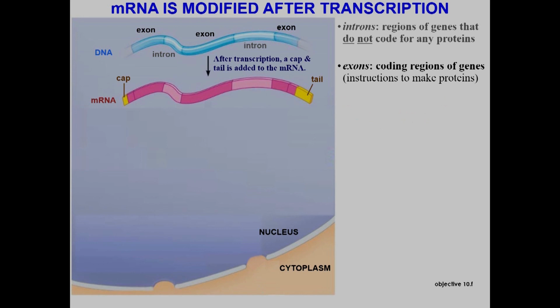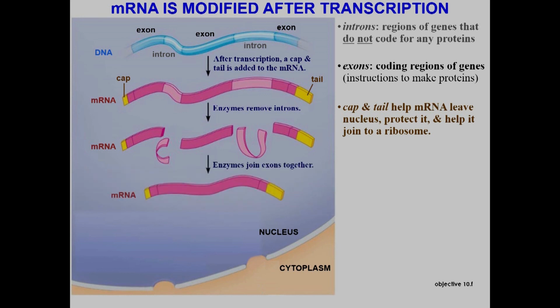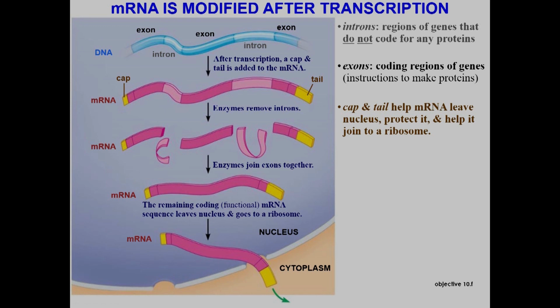In addition to that, there is a cap and a tail, and these are important for helping the mRNA stay stable inside the cell and allow it to interact with the ribosome that's going to translate it. Before we can go through translation, we are going to need to cut out the introns, the regions of the gene that don't encode for the protein. And then we are going to use enzymes to join the ends together to create an mRNA that includes a cap, a tail, and only the part of the gene that actually encodes the protein that we want to translate. We'll talk a little more about why we have a process like that when we get to gene regulation.